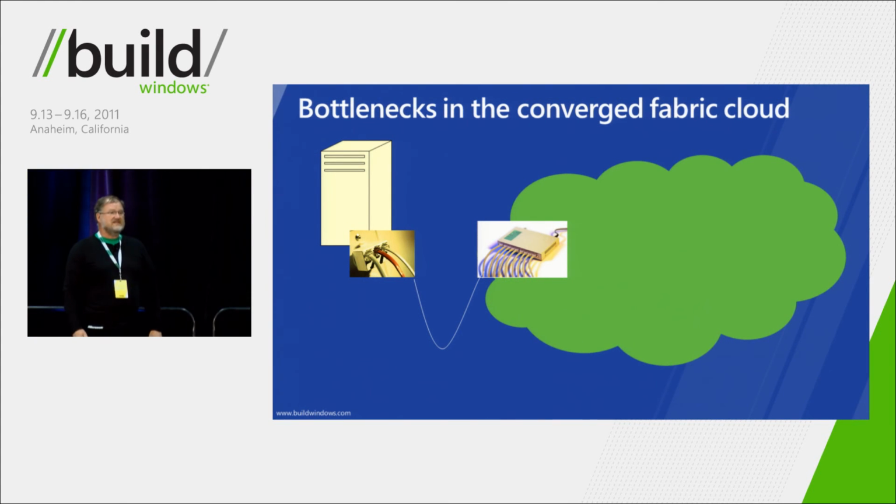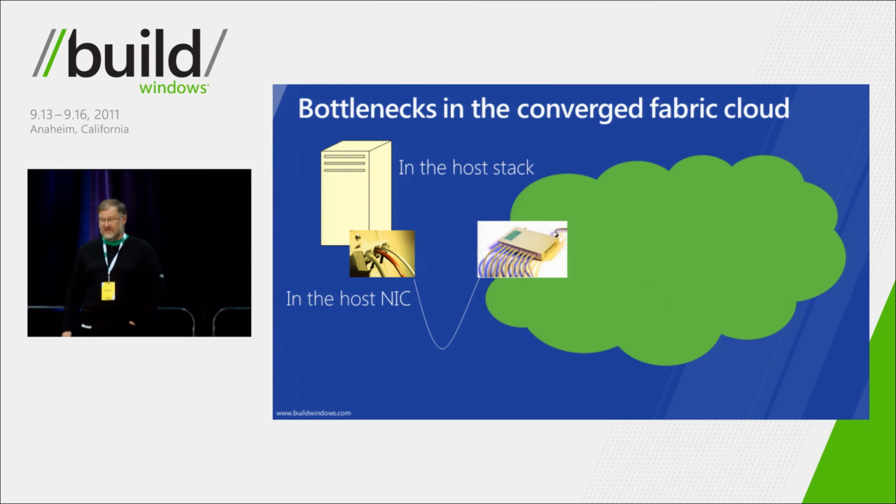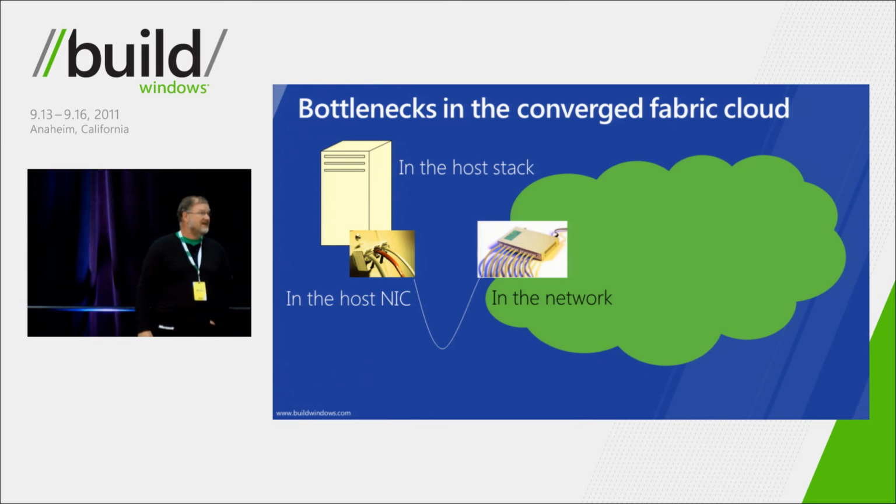There's 3 places we can get bottlenecks in the converged cloud. We can get them up in the host stack, so we've got to do our job to take care of that. We can get them down in the host NIC. Guess whose job it is to help us with that? Yours, yes. And we can get them in the network, and so we work with our networking partners as well and take advantage of the capabilities that they're offering.